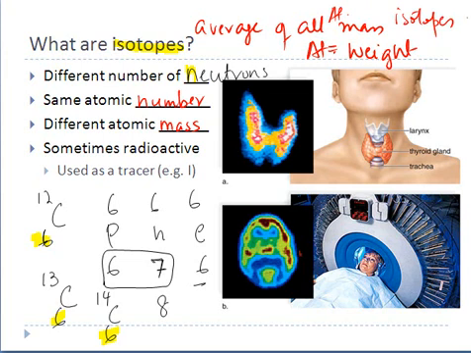Isotopes are very important for tracer studies. Whether it's getting a CT scan or checking your thyroid, isotopes are usually radioactive, which means that they emit certain forms of radiation. And this radiation can be used to detect certain cancers or certain pathways within systems.